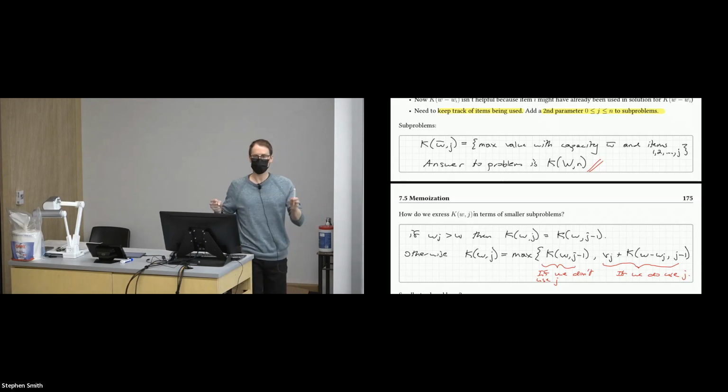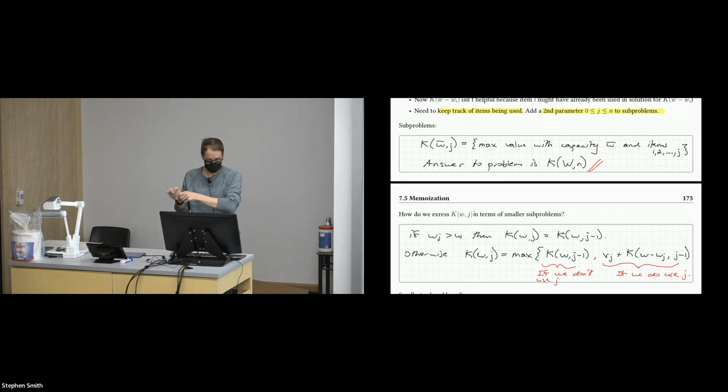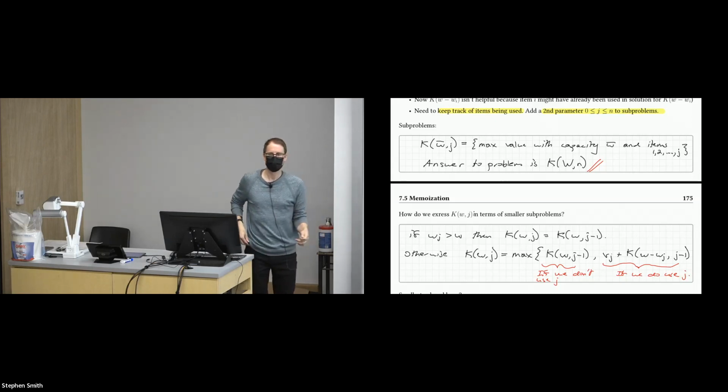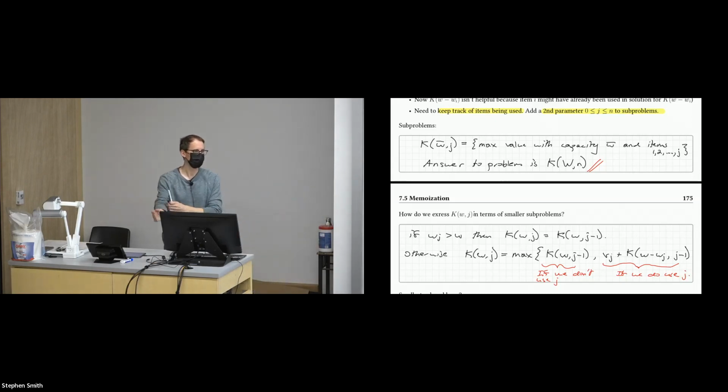So the question was, are we just using the first J? Yeah. Let's just say that items are numbered from 1 to N, and we really mean we're just going to use items 1, 2, 3 up to J. So it's kind of arbitrary, right?